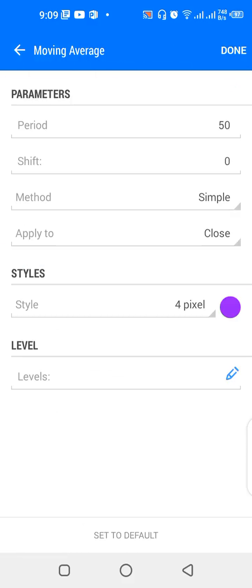And we have 50 period simple applied to close. Color is purple. And we have 200 period simple applied to close. Color is brown.